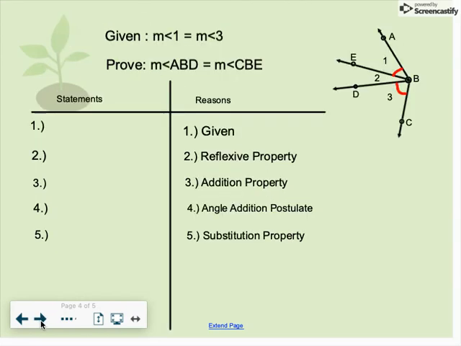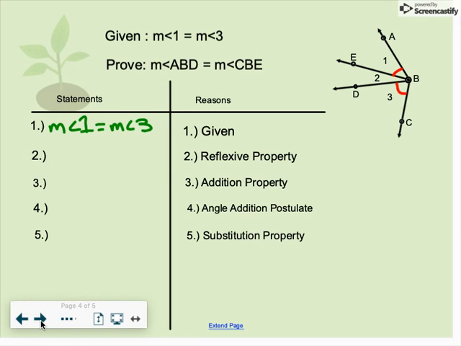So looking at our next proof here, notice we aren't given any of the statements. We're just given the reasoning for each thing. So to start, this one should be fairly straightforward. Our given information is always what goes first here. So the measure of angle 1 is equal to the measure of angle 3.